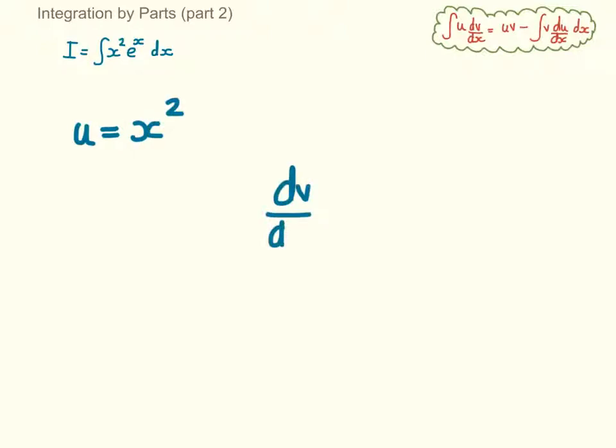Okay, so this is the second video for integration by parts. The formula's up there in the top right hand corner, and the first example is we're going to integrate something a little bit more challenging, which is x squared multiplied by e to the x. So u is going to be x squared, dv by dx is going to be e to the x. So we work out du by dx and v next.